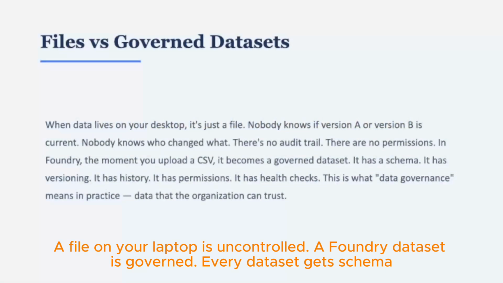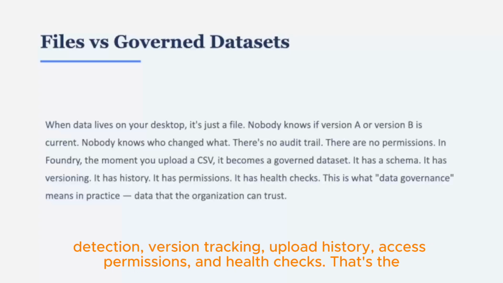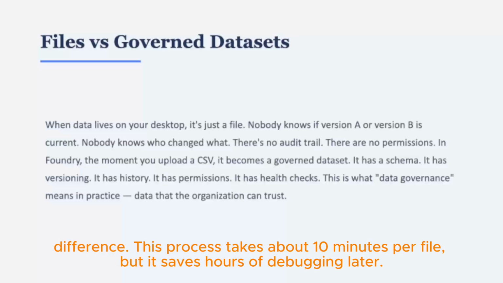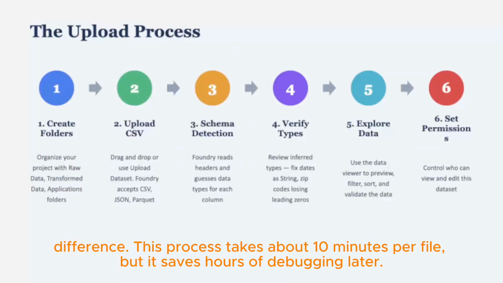A file on your laptop is uncontrolled. A Foundry dataset is governed. Every dataset gets schema detection, version tracking, upload history, access permissions, and health checks. That's the difference. This process takes about 10 minutes per file, but it saves hours of debugging later.